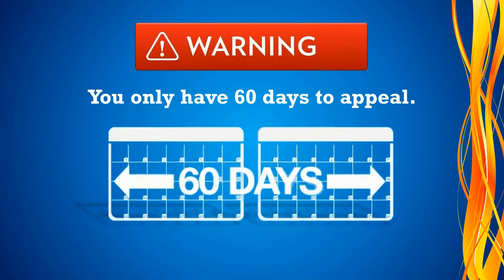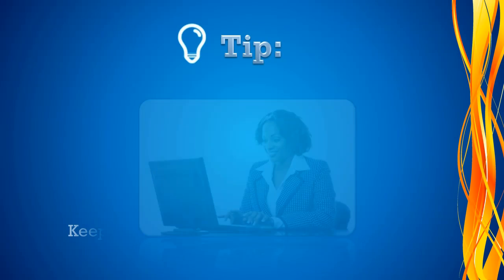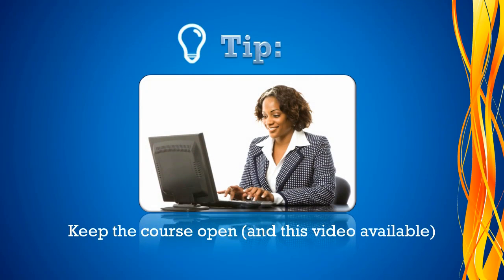Your appeal timeline starts from the date on the denial letter you received from Social Security. You're only given 60 days to file your appeal documents in order to have your disability claim reconsidered. If you do not file within the 60 days, your claim will be closed. We recommend having the course open and this video available as reference on a separate page from your online appeal. This will make it easier for you in the event you have questions. You can pause the appeal and watch this video before moving on.